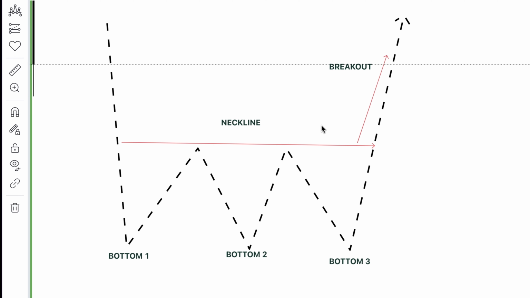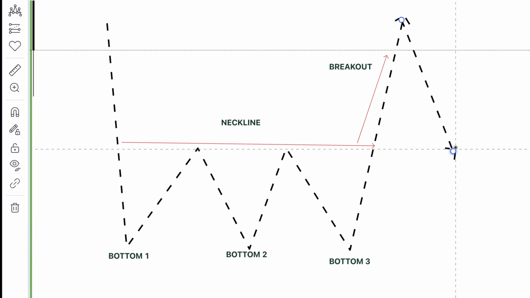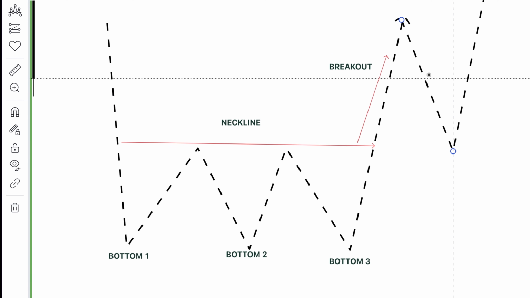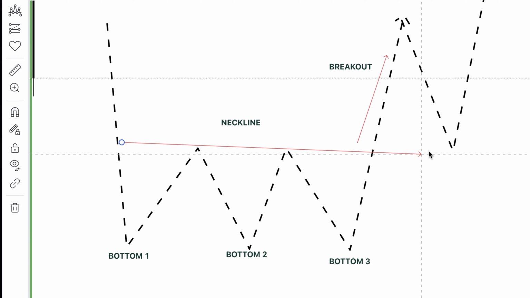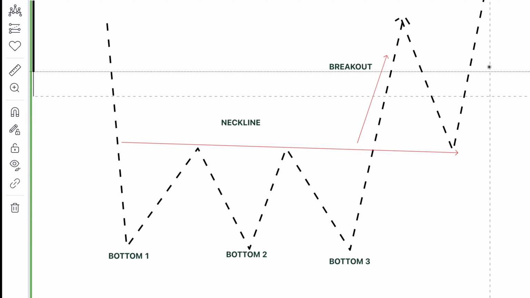Now, how do we take trades with the triple bottom reversal pattern? Many traders will wait for the neckline to break and then take trades from the initial breakout, depending on the candlestick that is formed, or a bullish reversal candlestick. Other traders will also wait for a retest back to this neckline with a reversal candlestick, then they continue buying.